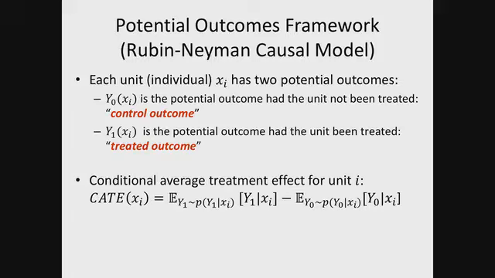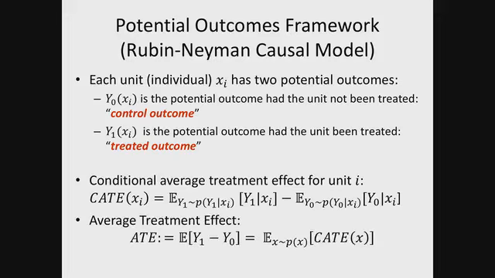And then one can now talk about what the average treatment effect is, which is the difference between those two. So the average treatment effect is now the expectation of the CATE over the distribution of people, P of x.